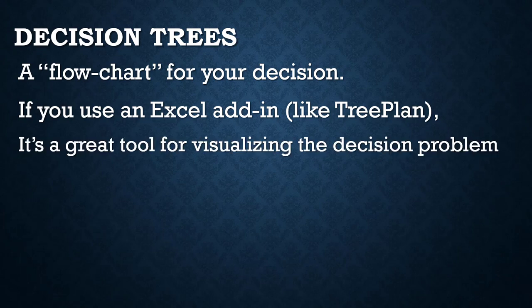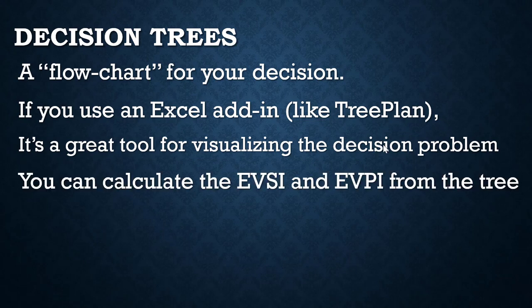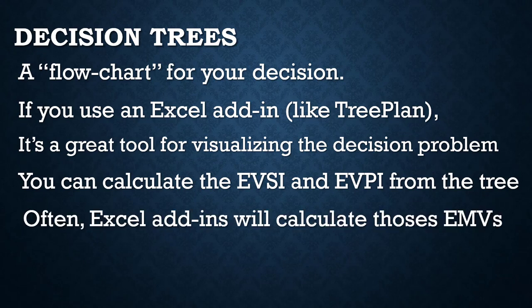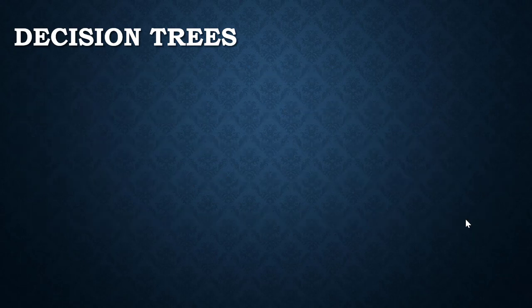And these trees are just a beautiful tool for visualizing the decision problem and the flow of the decisions and events. And you can calculate your expected value of sample information and your expected value of perfect information from this tree. And often add-ins will calculate all of that for you. So the Excel add-in that I'm going to use calculates all of those EMVs for us.